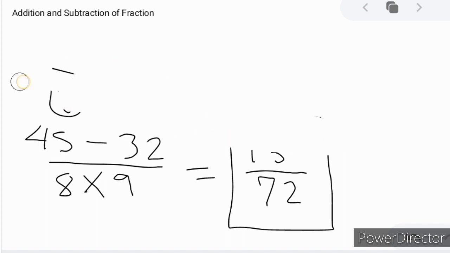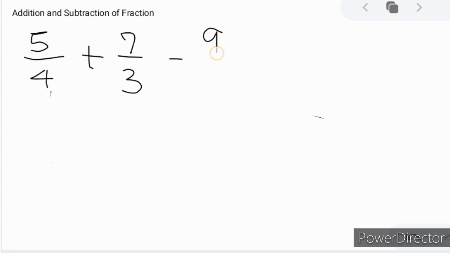By this time, let us complicate some things in order to apply what we've learned from the past examples. Now, we are going to solve 5 over 4 plus 7 over 3 minus 9 over 2. The first technique that I am going to teach you is to get the LCM, or the least common multiple. Since the denominators are not the same, we get the least common multiple.